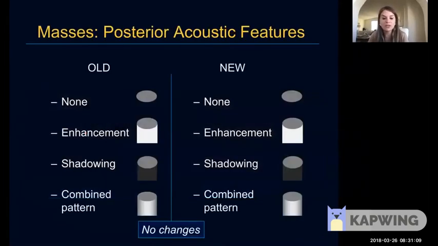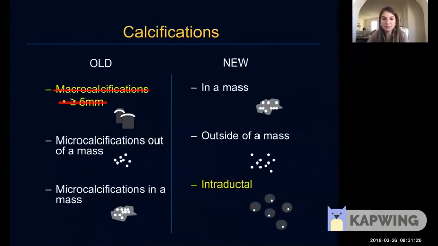When we talk about posterior acoustic features, there's been no changes. A lesion can have none. It can have posterior acoustic enhancement, which we think of as often seen in cysts, but not diagnostic for a cyst. Posterior acoustic shadowing, which is often very worrisome, or a combined pattern.